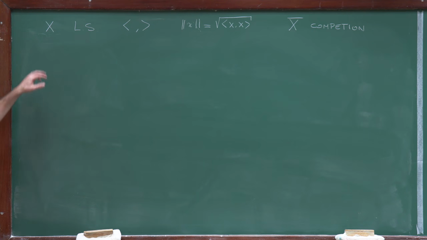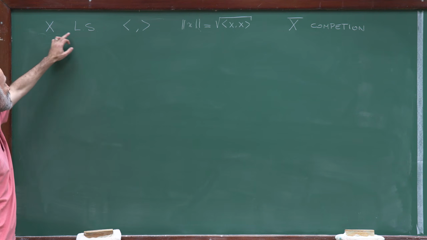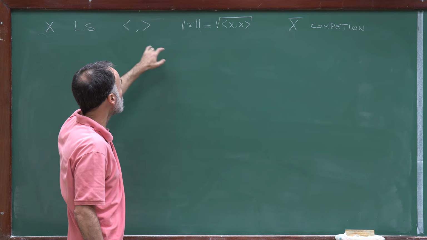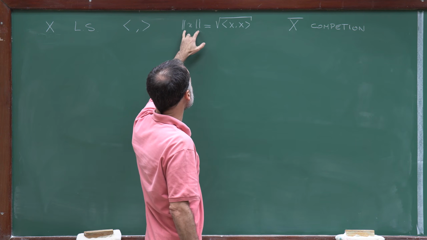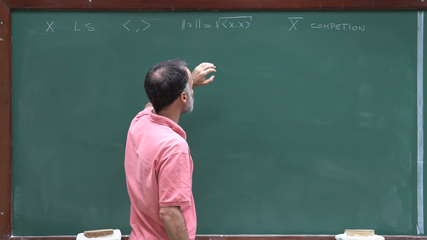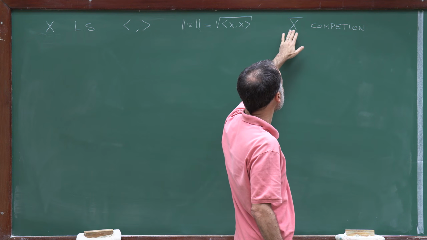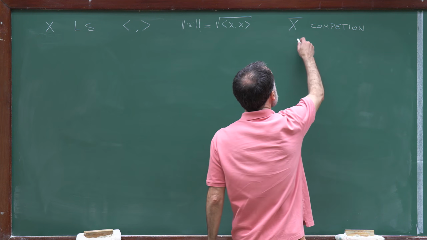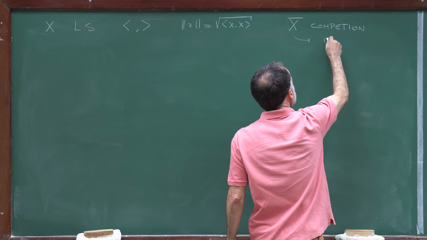So here is our starting point. We are starting with a linear space on which we have a scalar product defined. From that scalar product, we define the norm. I'm assuming that this space with that norm is not complete. I'm representing by X bar its completion. And now what I want to show is that X bar is a Hilbert space.